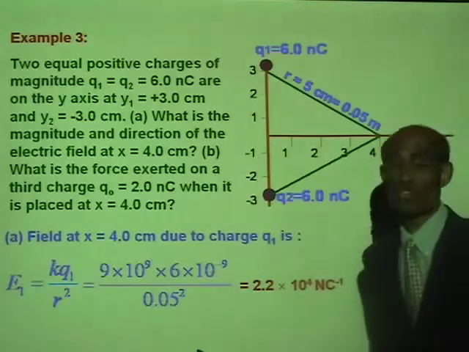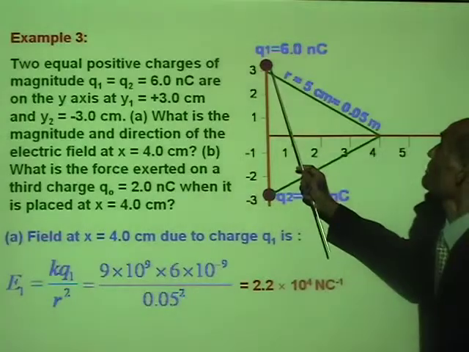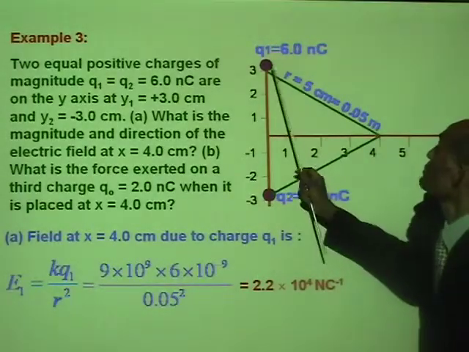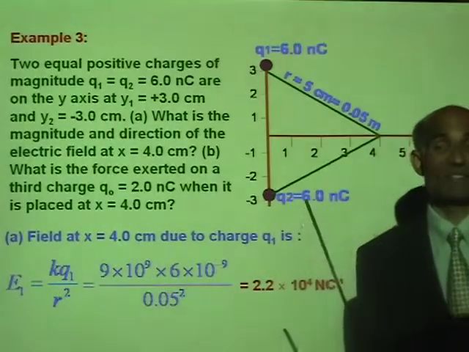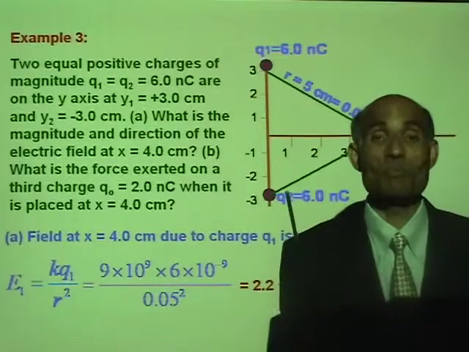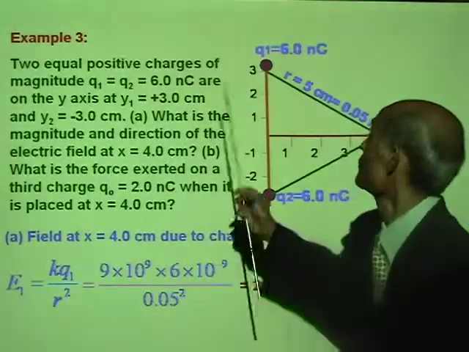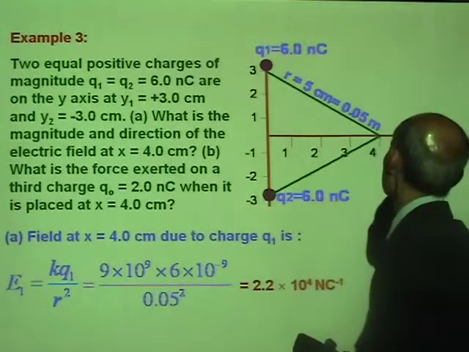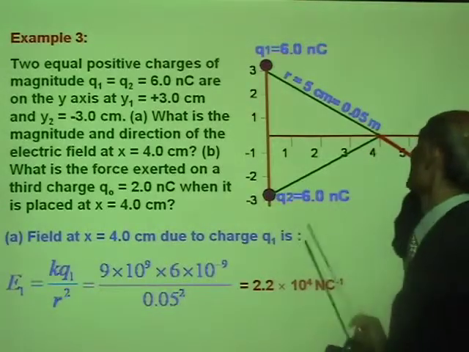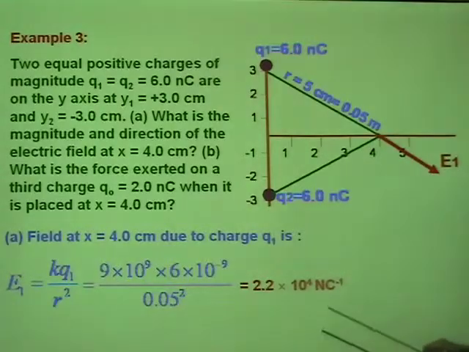Alright, what is the direction of this field? Anybody tell me, what is the direction of E1? The electric field at this point due to the charge Q1. Q1 is a positive charge. The electric field due to a positive charge will be directed away from that charge. So the electric field due to Q1 at this point will be directed away from it. There you are. So this is the electric field, 2.2 times 10 to the 4 Newton per coulomb.